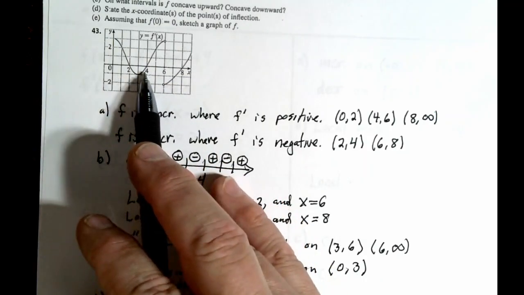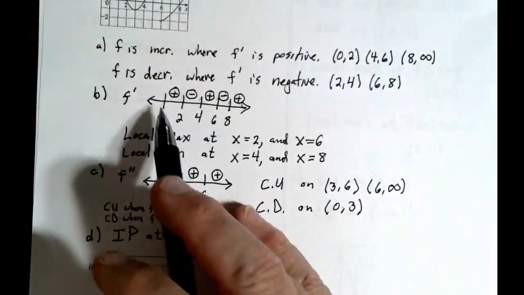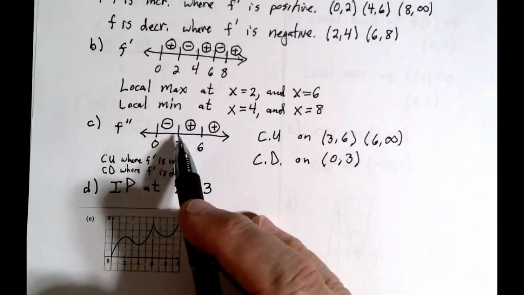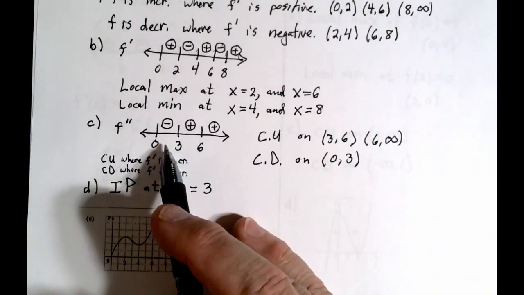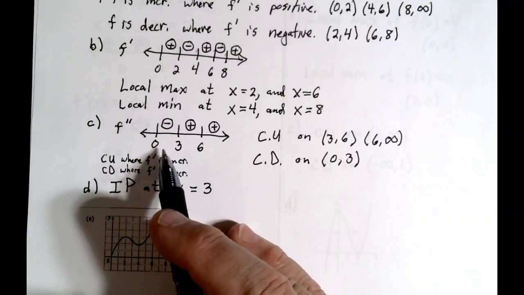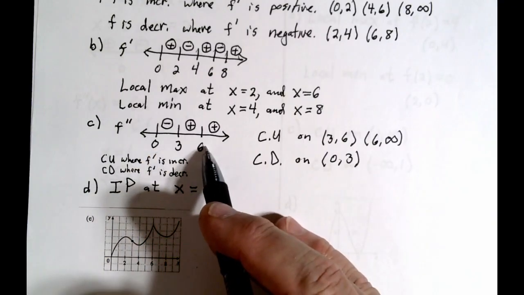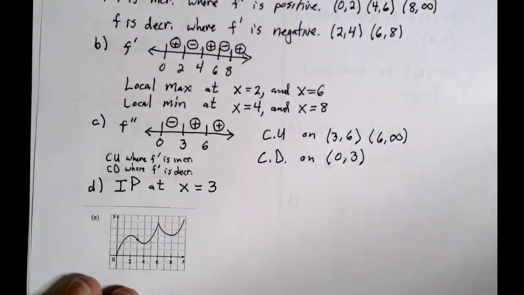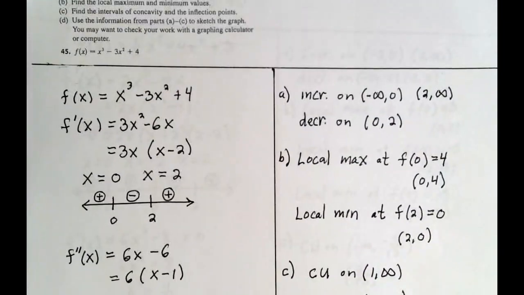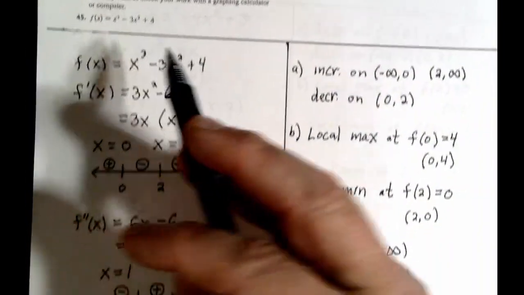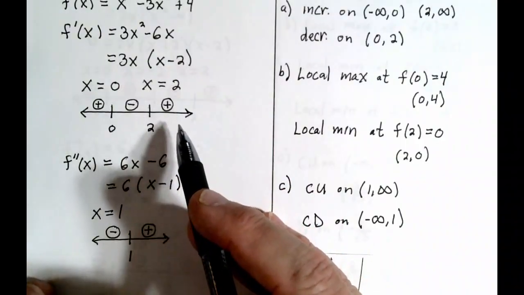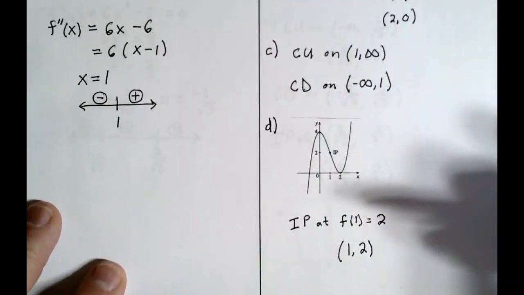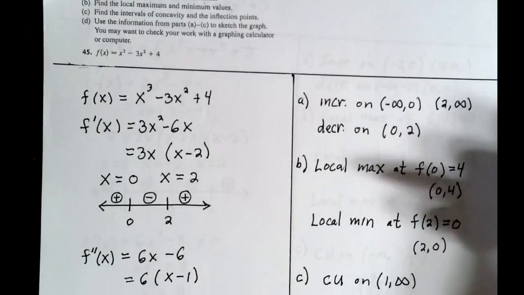And where it's negative is where it's decreasing. And now if you know where it's increasing and decreasing, you can figure out where it has local max and mins. And you can also look at that and figure out that it has concavity from 0 to 3, and then from 3 to 6 it flips concavity, and 6 to 8, 6 or greater, it's even higher concavity. Alright, so 45, you take the first derivative, find your max or mins, your concavity, and inflection points, and it's all right there.